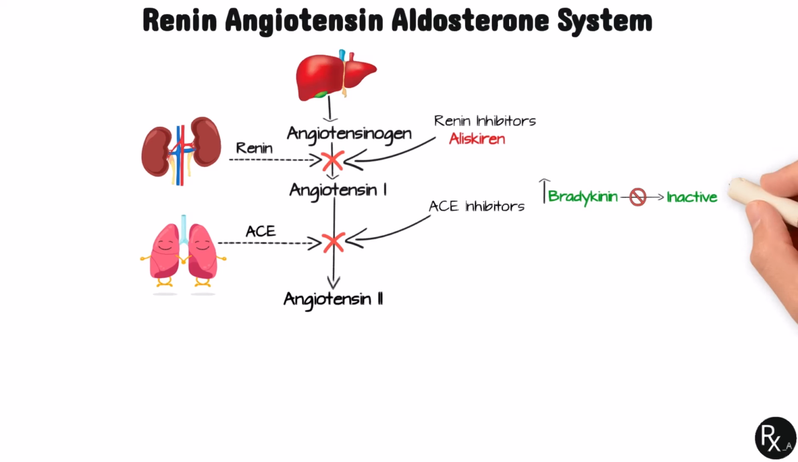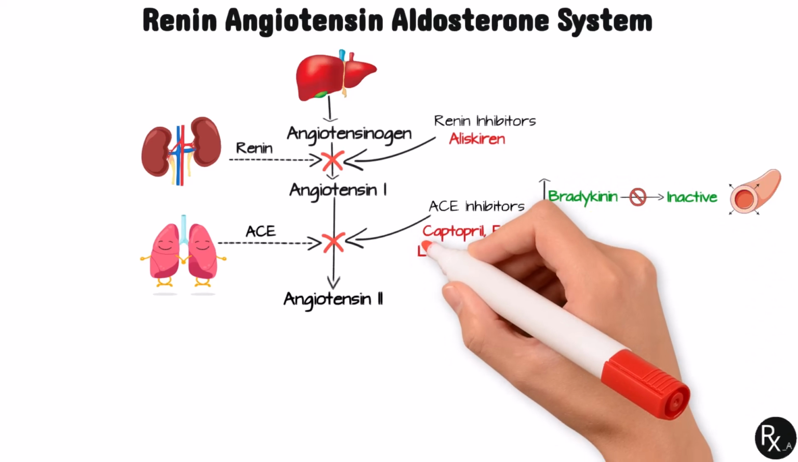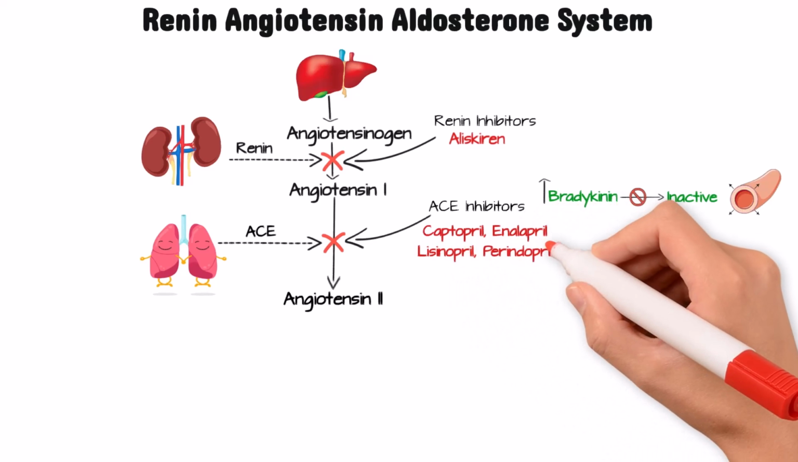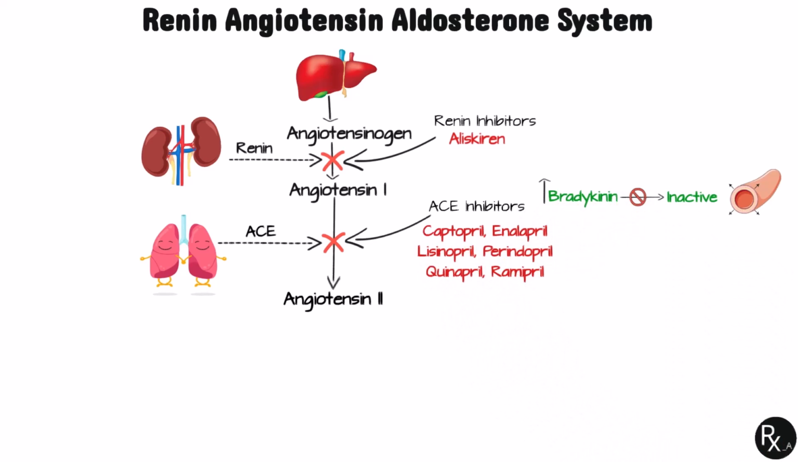This causes the blood vessels to expand, blood pressure to decrease, and total peripheral resistance to decrease, all of which reduce the effort required to pump blood throughout the body. This class of drugs includes captopril, enalapril, lisinopril, perindopril, quinapril, and ramipril.